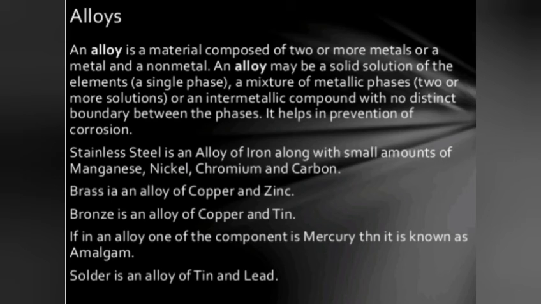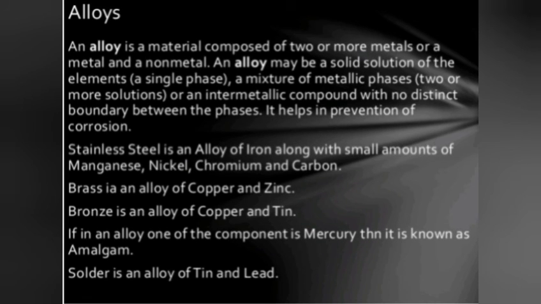Alloy is a material composed of two or more metals, or a metal and a non-metal. It can be a solid solution of elements, a mixture of metallic phases, or an intermetallic compound with no distinct boundary between the phases. It helps in prevention of corrosion. For example, stainless steel is an alloy of iron with small amounts of manganese, nickel, chromium, and carbon. Brass is an alloy of copper and zinc. Bronze is copper and tin. If in an alloy one of the components is mercury, then it is known as amalgam.